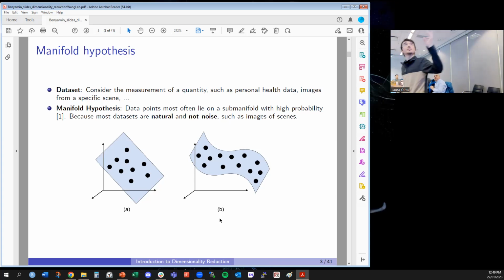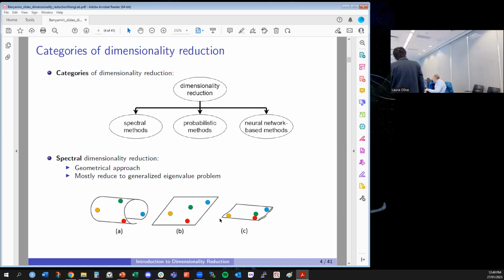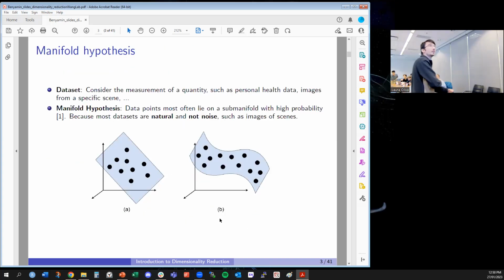So what is the manifold hypothesis? The manifold hypothesis says that data points usually lie on some submanifold. They don't cover the whole space. You always have the assumption of smoothness. Even if the data is not smooth, you can usually fit some smooth submanifold. So you want to fit some submanifold, which is usually smooth because smoothness is easier to work with and to take derivatives.